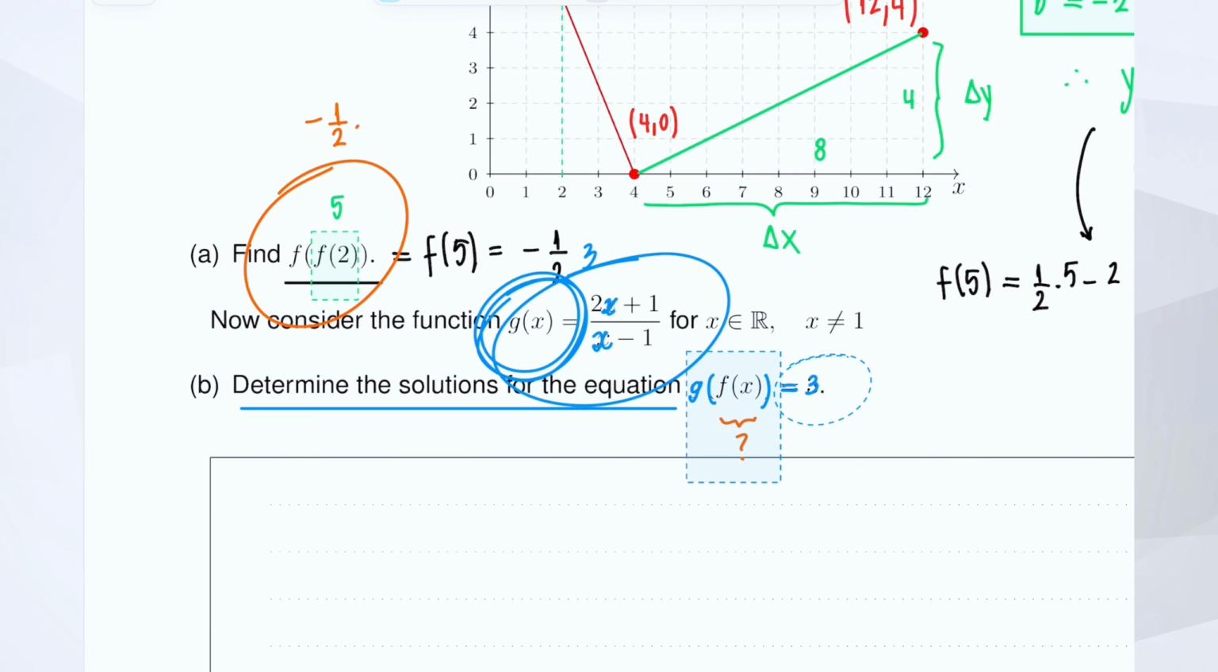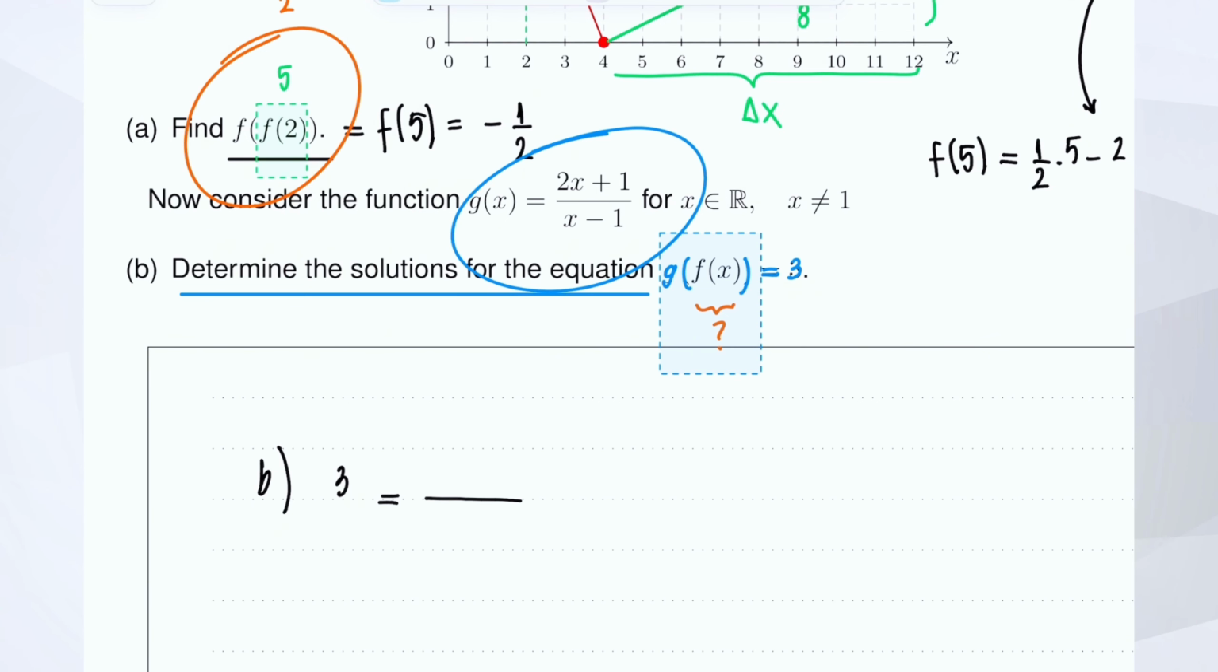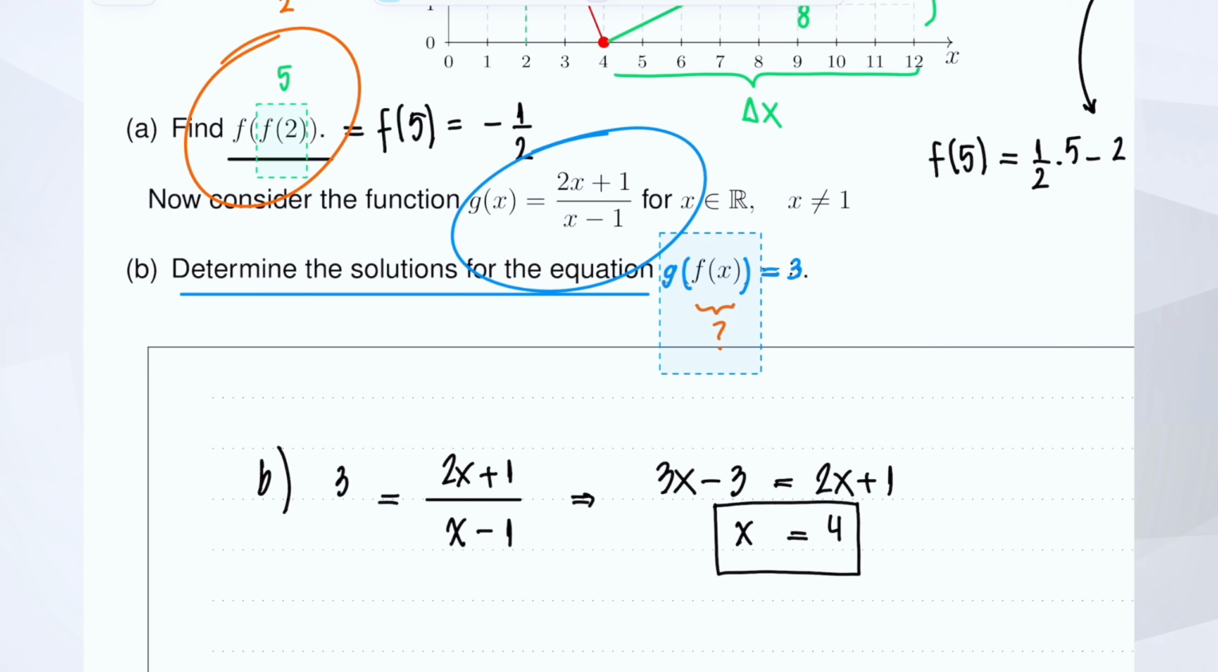What it actually means is that the result is 3. Therefore, this g of x is going to be 3. We need to find the x value that produces 3 as a result. And that means that we need to find where 3 is equal to 2x plus 1 over x minus 1. After cross multiplying, we get 3x minus 3 equal to 2x plus 1. Therefore, x is equal to 4. So whatever shows up inside over here, well, that has to be equal to 4. Therefore, this question mark, we know it is equal to 4.